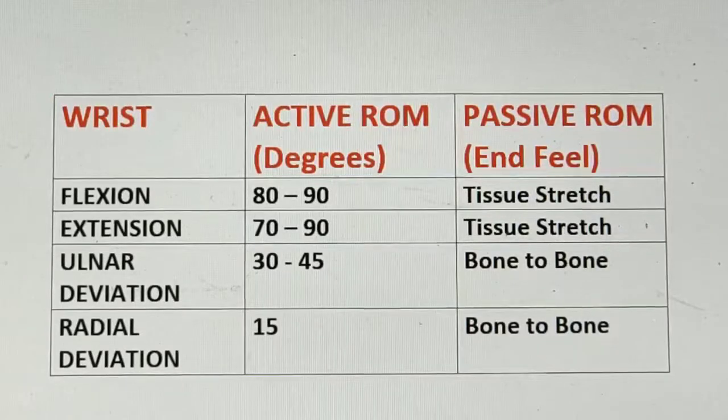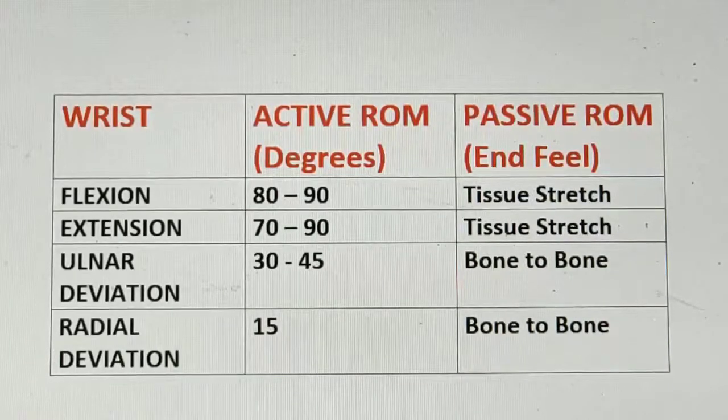So the next joint will be the wrist joint. The movements we're going to be discussing and their normative values. So first is the flexion. The flexion of the wrist joint, the active range of motion normative values in degrees should be 80 to 90 degrees, and the passive range of motion and feel is tissue stretch. Now for the extension of the wrist joint, the active range of motion in degrees is 70 to 90 degrees, and the passive range of motion and feel is tissue stretch.